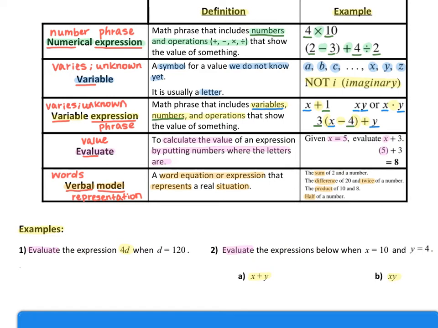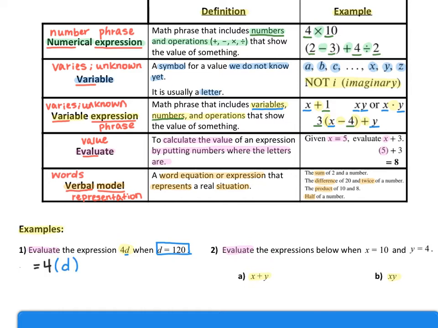So let's look at some examples of how we would be using these vocabularies to solve math problems. For the first two examples, we see that they're asking us to evaluate a variable expression that they're giving us. In the first example, we're given the expression 4D. Then they tell us that D equals 120. So in other words, we're finding the value of the expression 4D by putting numbers where the letters are. So we see that there's a letter D, and so we're going to replace that letter D with the number that they give us, 120.